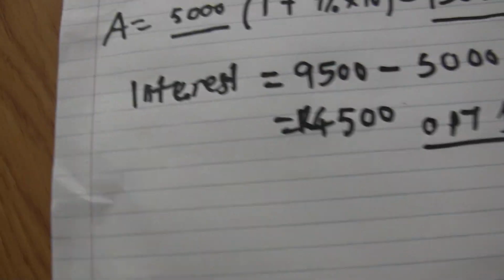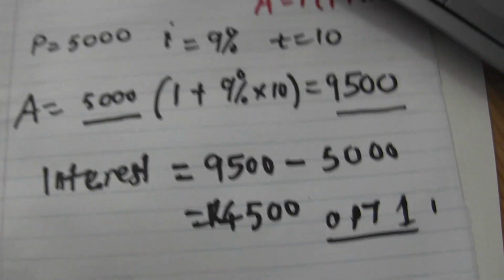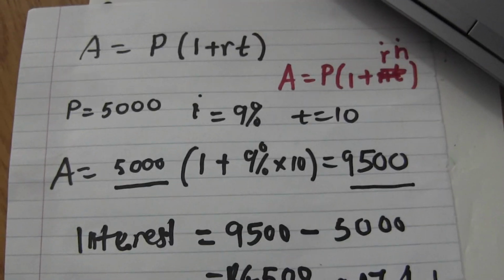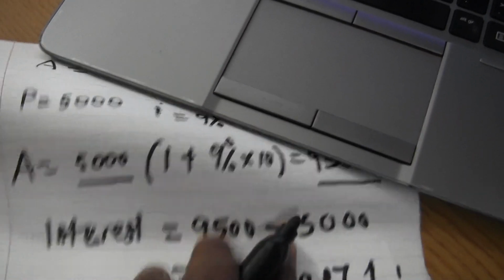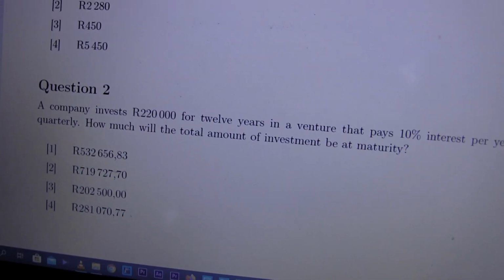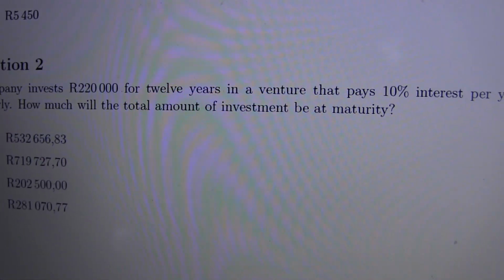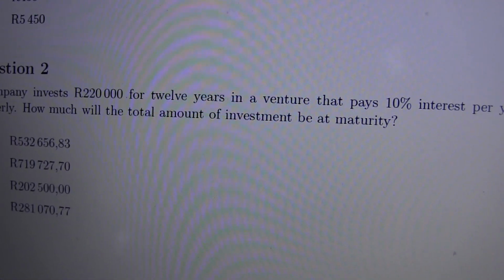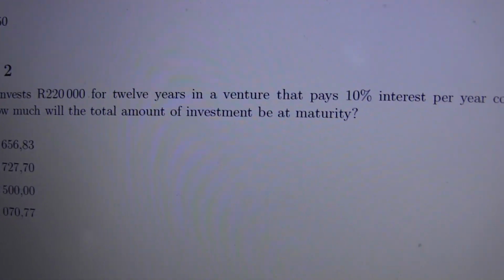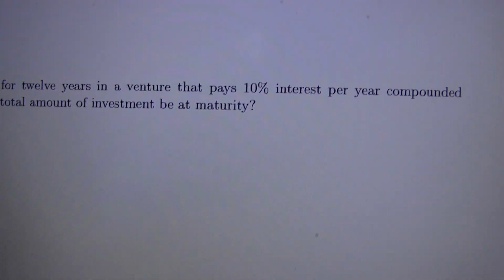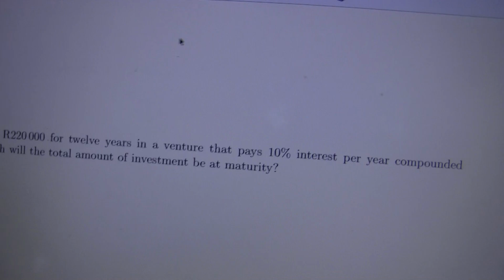Okay, now we go to the second question. The first question, option 1. That's simple interest, remember. Now for question 2, what does question 2 say? Okay, so a company invests 220,000 for 12 years. The venture pays 10% interest compounded quarterly.